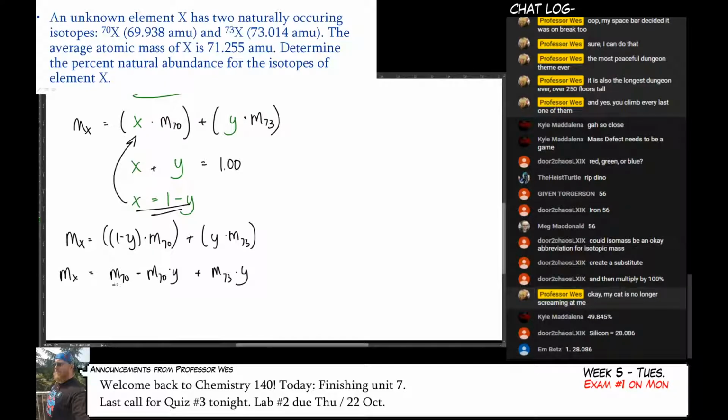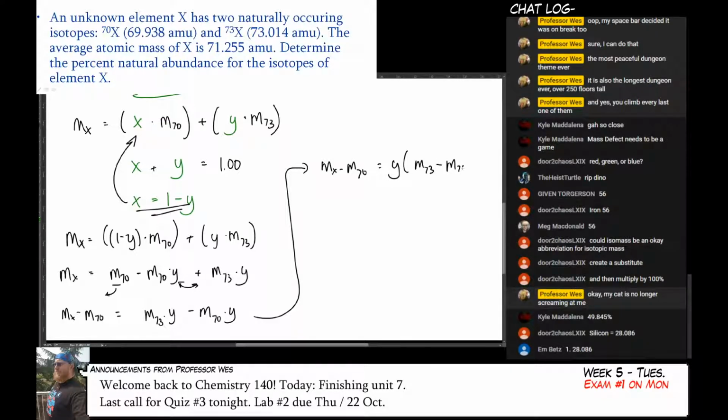I can then isolate all the terms without a Y on the left and isolate all the terms with a Y on the right. I'm going to rearrange this a little bit. So mx minus m70 equals, I'm going to just flip these two. I can then factor out my Y. And then I can just say Y equals everything else after dividing.